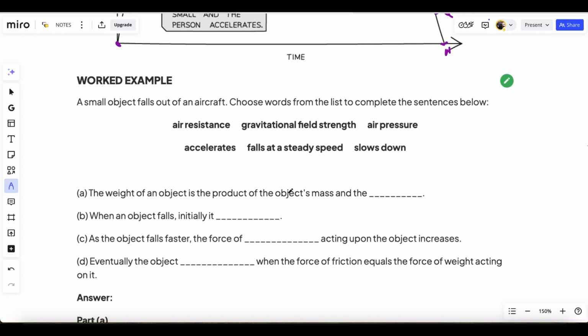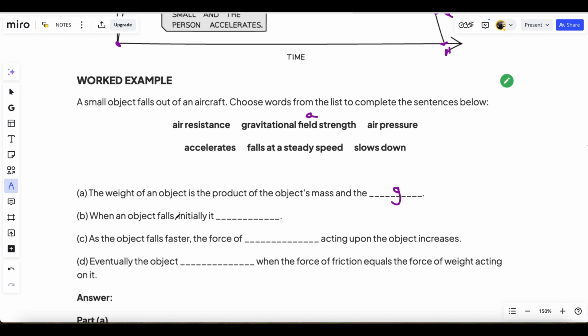A small object falls out of an aircraft. Choose words from the list to complete the sentences below. You have air resistance, gravitational field strength, air pressure, accelerates, falls at a steady speed and slows down. The weight of an object is the product of the object's mass and what is the acceleration of free fall? Gravitational field strength. So we'll put gravitational field strength here as our answer to A.